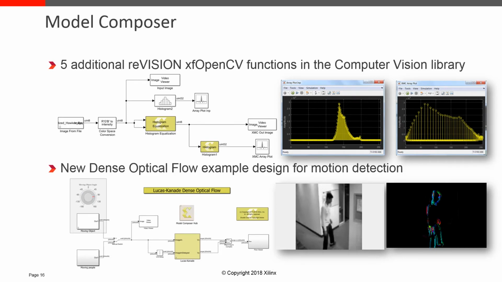Computer Vision Library in Model Composer now has 5 additional vision OpenCV functions. A new example design for motion detection showcases the use of blocks from Model Composer library as well as the custom C++ code import feature for building synthesizable designs.